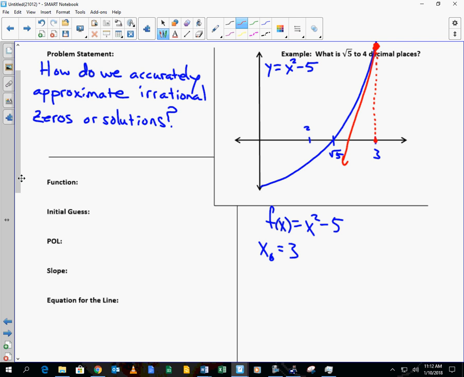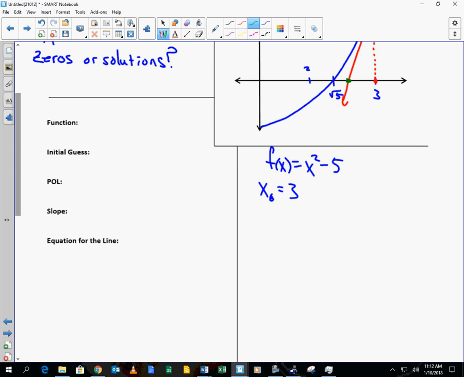He says that tangent line crosses the x-axis right here. Is that a better guess than 3? It is. So what he says is, I want to write an equation for a line. And I want to find where it crosses the x-axis. Well, in order to write an equation for a line, I need a point on the line, and I also need the slope. Well, what's the x value for the point on that line? 3. What was the y value? 4. How do we find the slope of a tangent line?